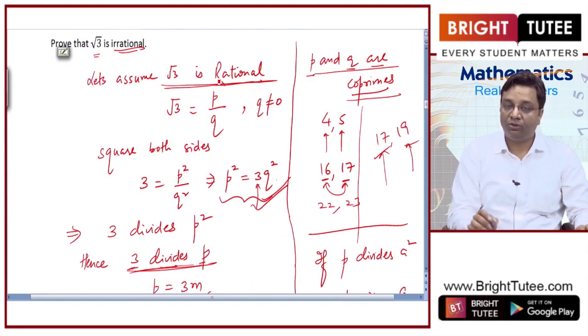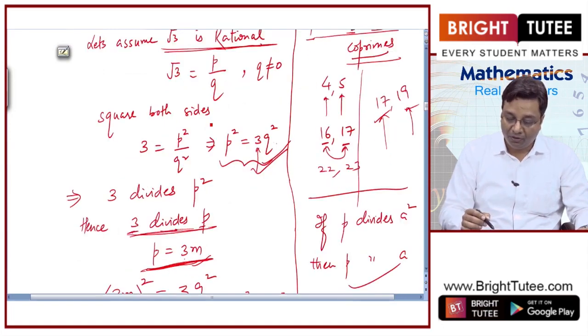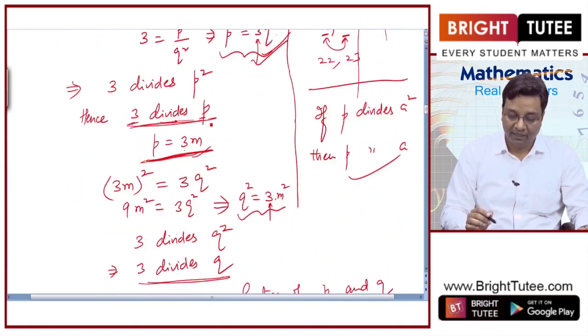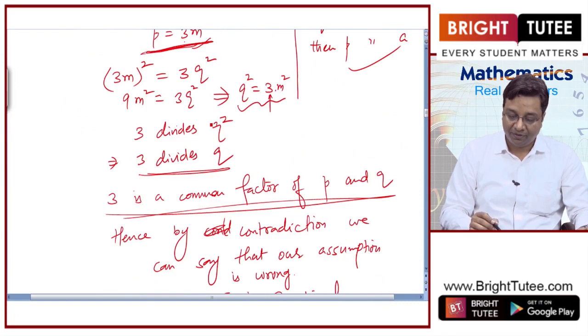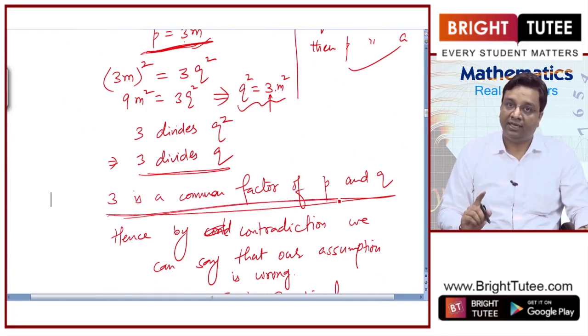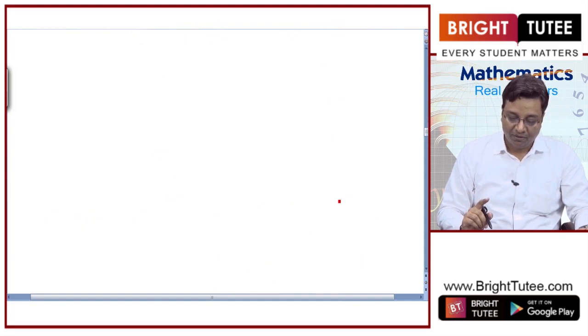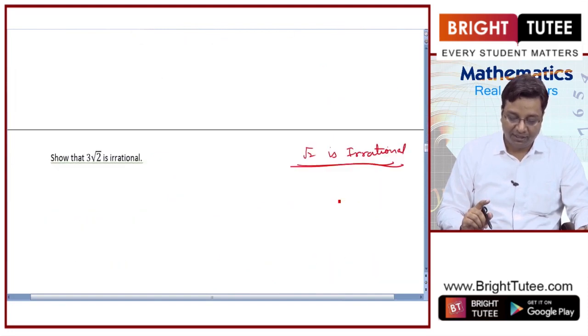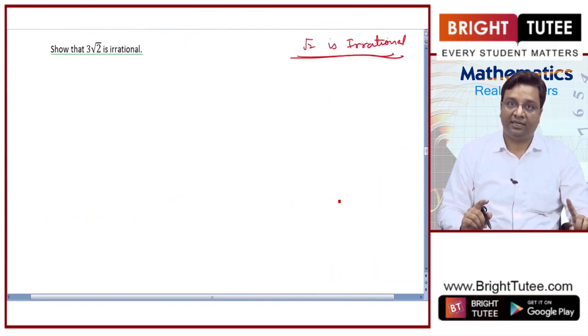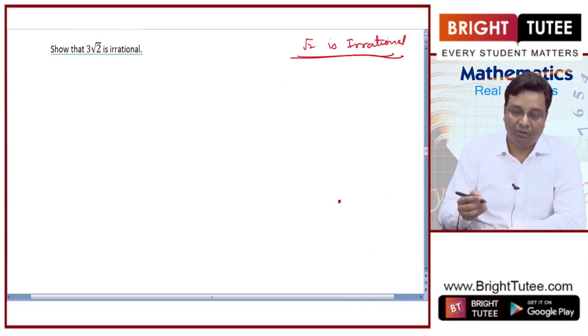We can assume that root 2 is rational, then you write root 2 equal to P by Q, and you follow all these steps. Then you will arrive at this contradiction, and then you can say that root 2 is irrational, right? Now I have taken this question here: 3 root 2 is irrational. I need to show this.